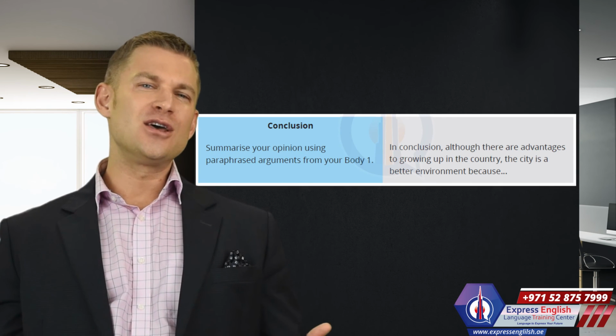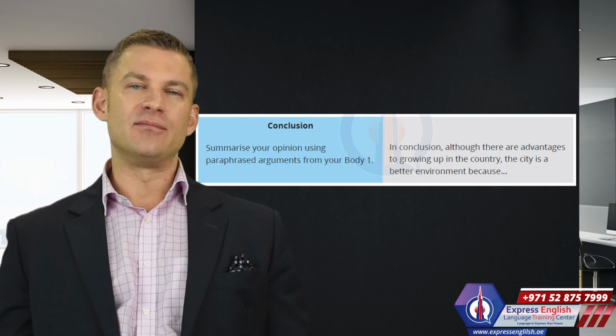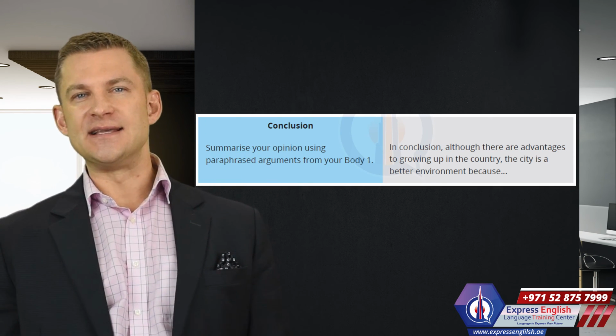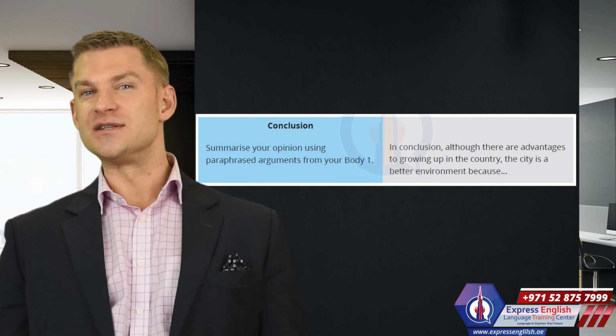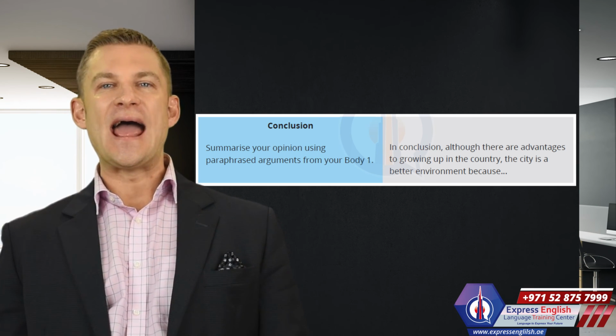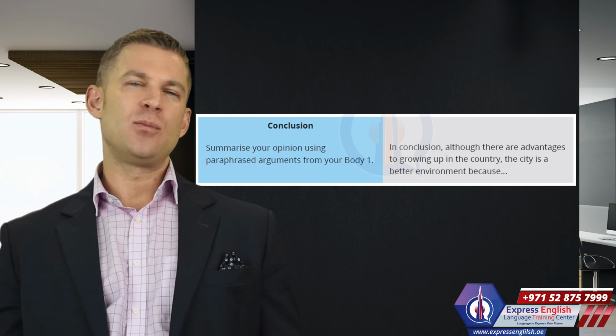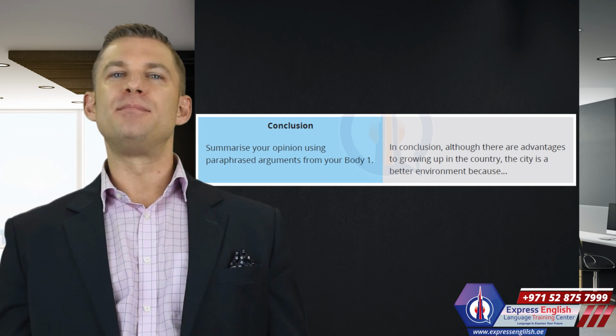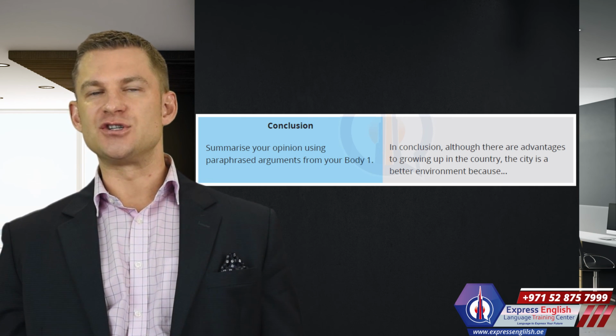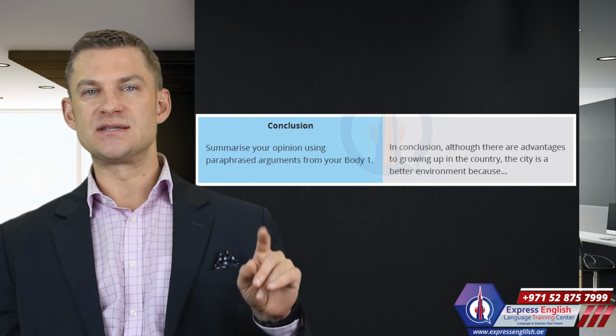Finally, onto the conclusion. In the conclusion, we need to explain that there are two sides to the debate, but that the arguments for one side outweigh the arguments for the other side. And we can support our claim by repeating paraphrased versions of our Body 1 points. Please try to learn this 4-paragraph structure before you take the test.